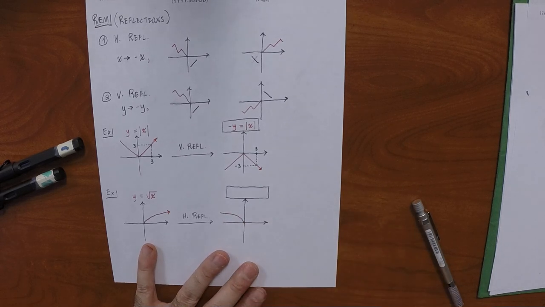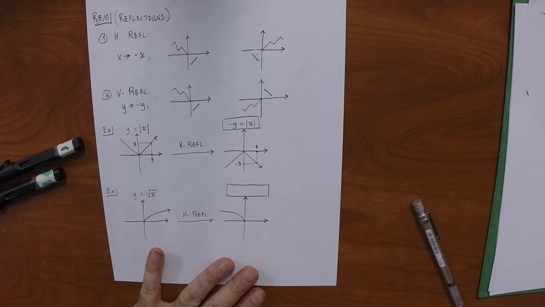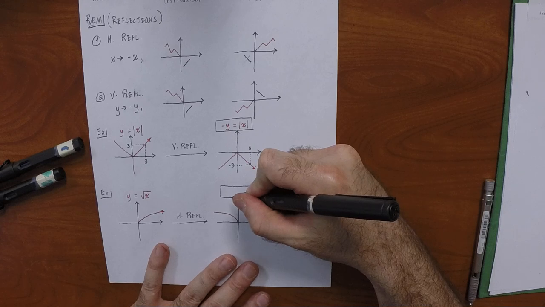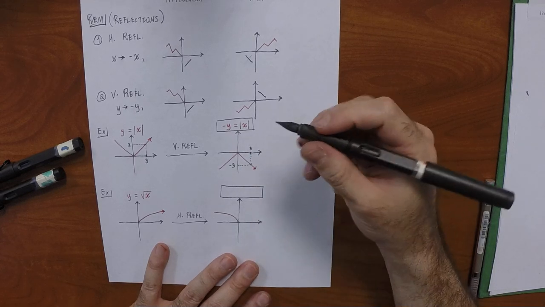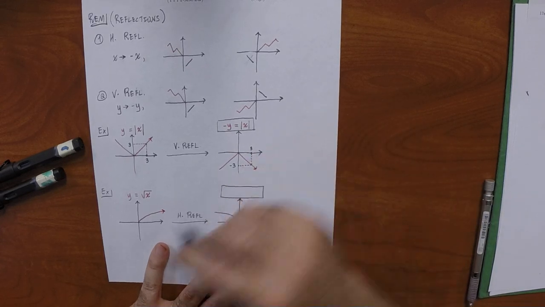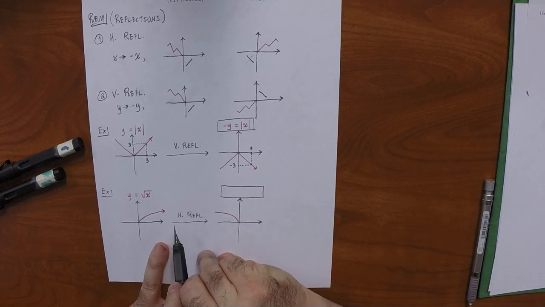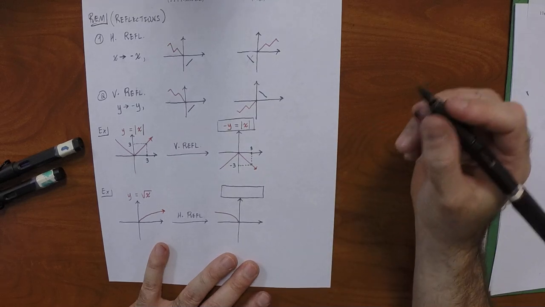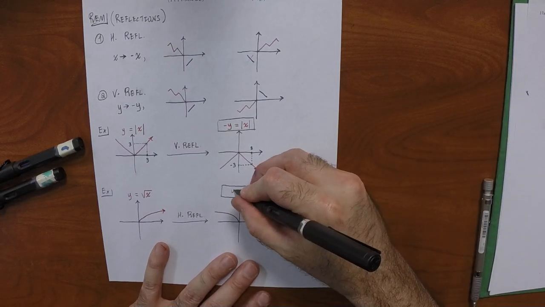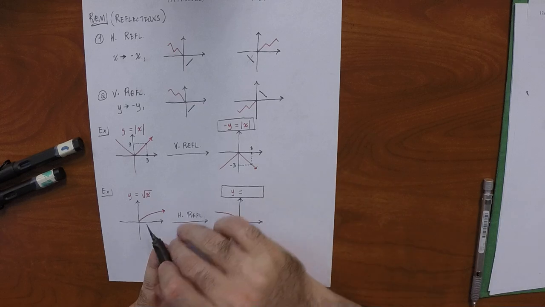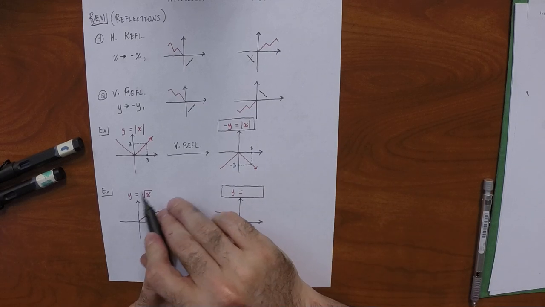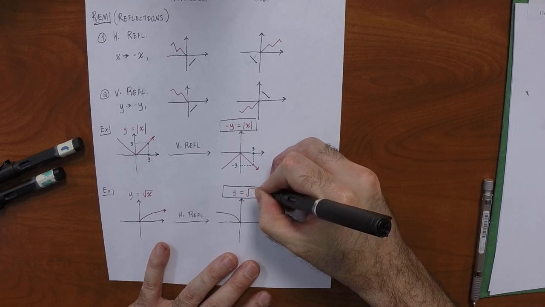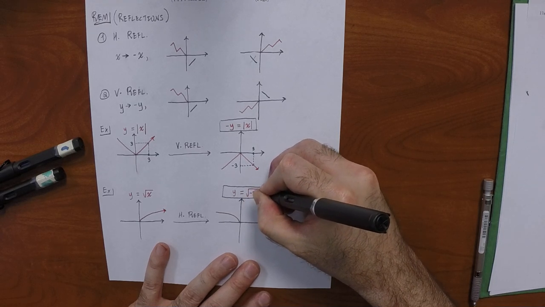So geometrically, most students have no problem with it. And then what's the equation then? This is where the problem comes in. So first off, because it's a horizontal reflection, what variable are we playing with? Okay, and in particular, we're not playing with the y's. So it will be y is equal, and then I just need to write this exact same thing, except I need to make it negative x. So that'll be square root of negative x.